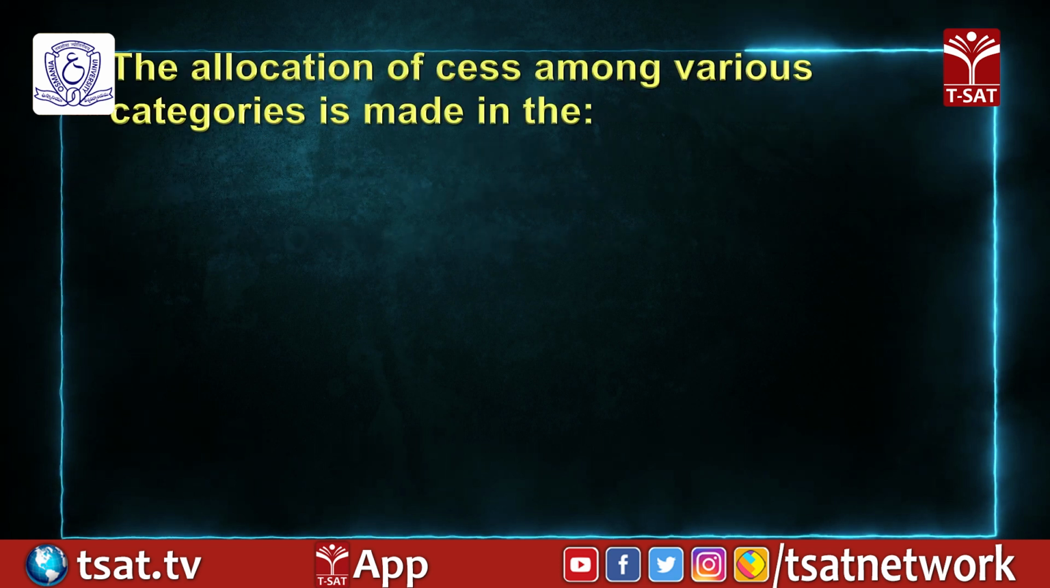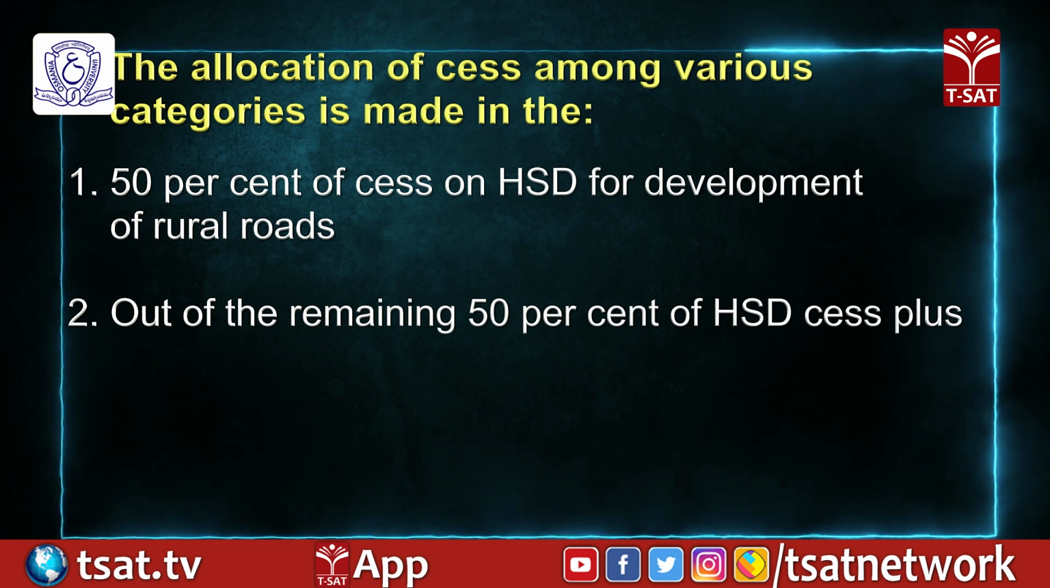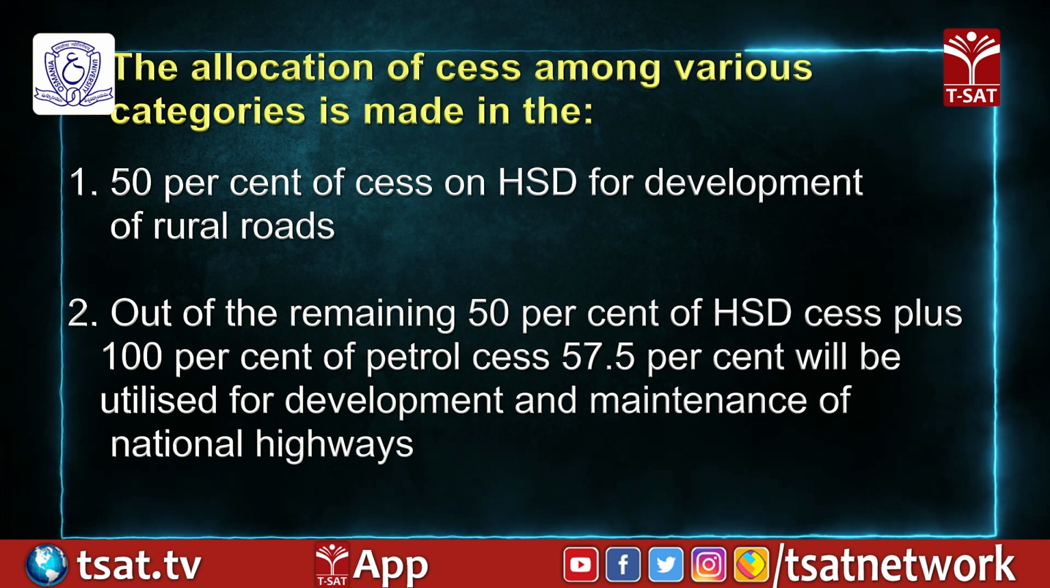Next is the allocation of cess among various categories. The first one is 50% of the cess on HSD for development of rural roads. Second, out of the remaining 50% of HSD cess plus 100% of petrol cess, 57.5% will be utilized for development and maintenance of national highways, and 12.5% will be utilized for development and maintenance of road bridges, under or over railway lines or safety work for unmanned railway crossings, and the remaining 30% for the development and maintenance of state roads.